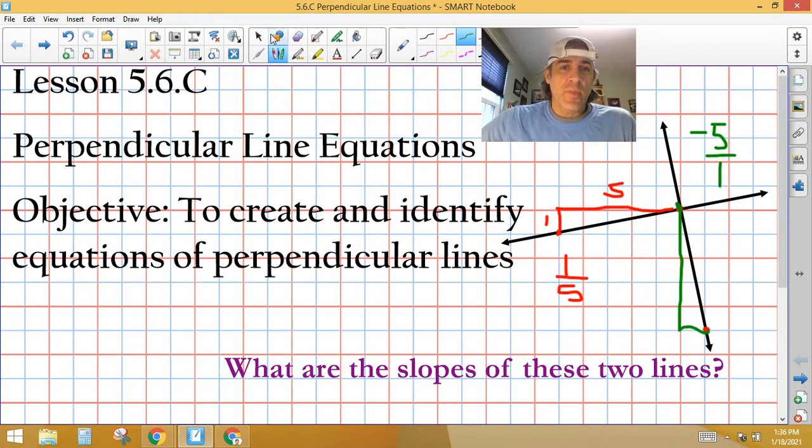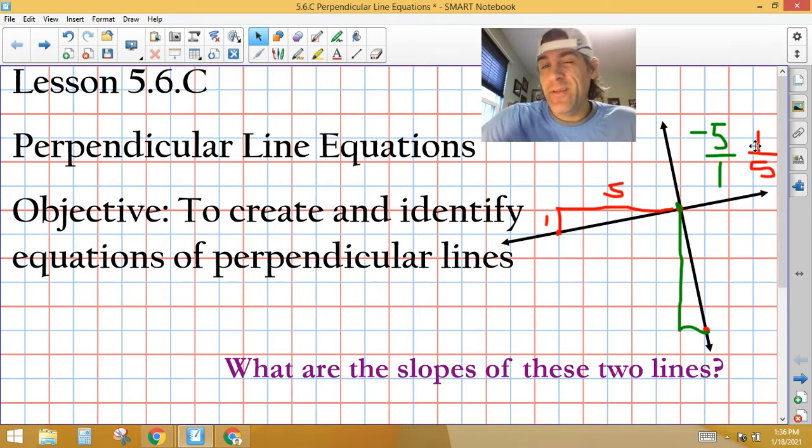So here, these two lines are perpendicular, and I'll explain what that means in a minute if you're not sure. But their slopes, one of them is 1/5, and the other one is -5/1. Just think about that one.